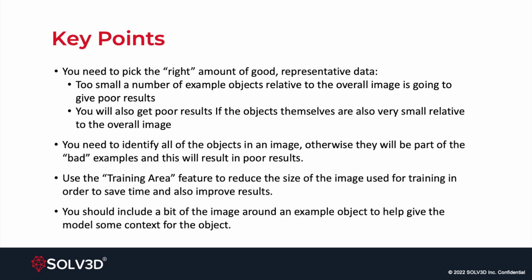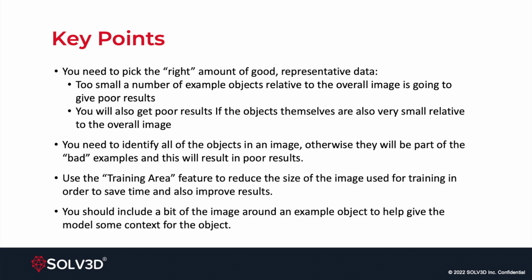Also, when you go to label or identify the objects in your training data, you need to identify them all, because if you don't, and you miss quite a few of them, then those objects, which are good objects, end up being part of the so-called bad data set. And so the model will see them and think that, yes, this is something that's not your object, and you're going to get poor results as well.